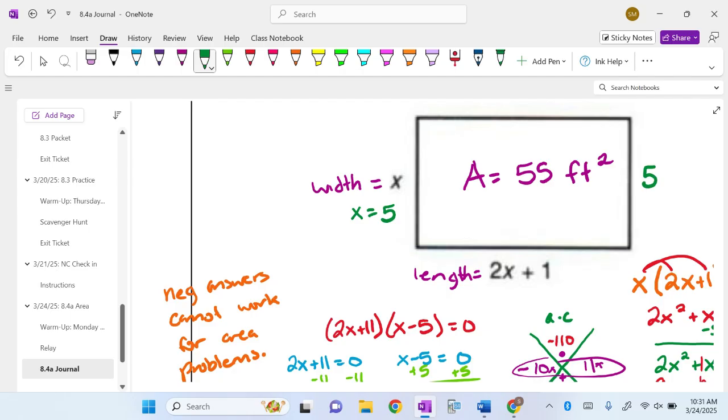Now, knowing what we know about area, what do you think the length is going to be without using the other function? If the width is 5 and the area is 55, what's the length?